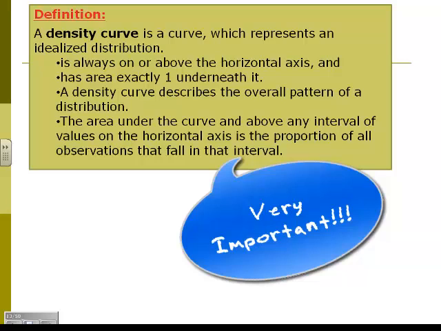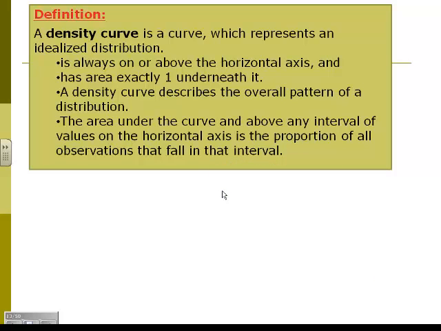We use density curves to describe the overall pattern of a distribution. And finally, the area under the curve and above any interval of values on the horizontal axis is the proportion of all observations that fall in that interval. Like we did on the previous slide with the histograms, for example, the area under the curve less than 75, that would be everything less than 75. It is the proportion of the observations, the percentage, the 14 out of 50 or the 11 out of 50 that we saw on the previous slide, that fall in that interval. That's what the area of the curve is.